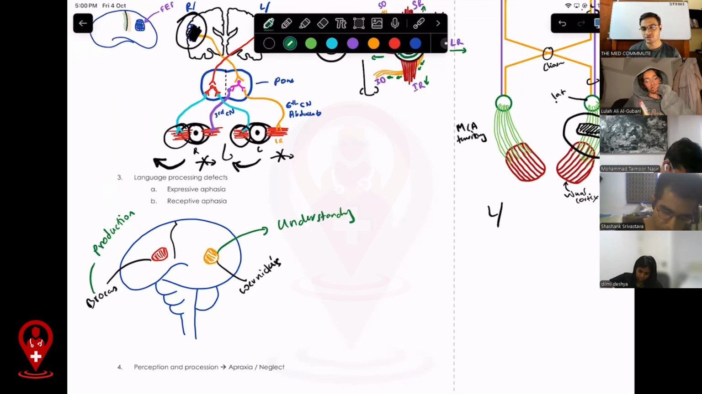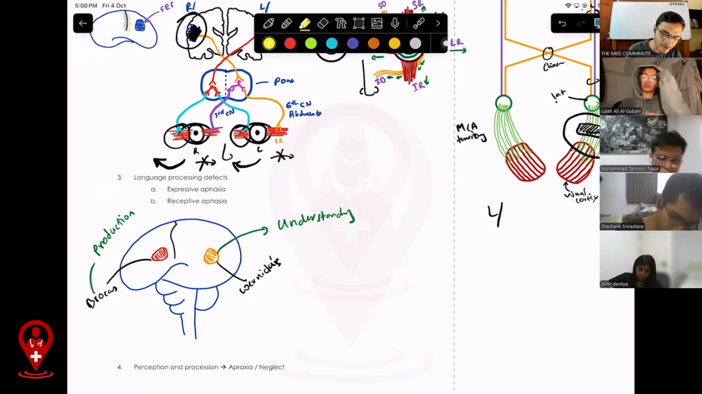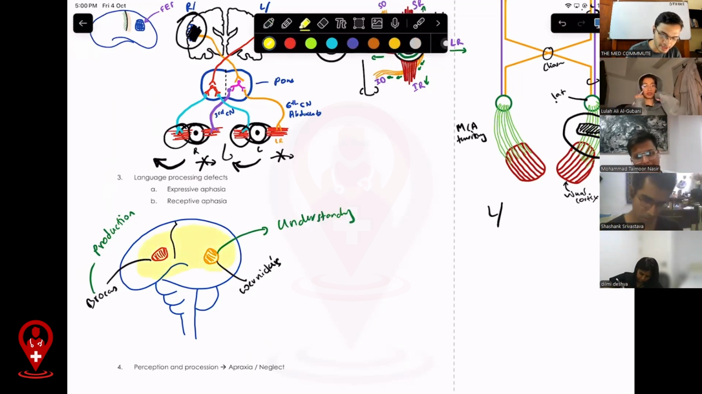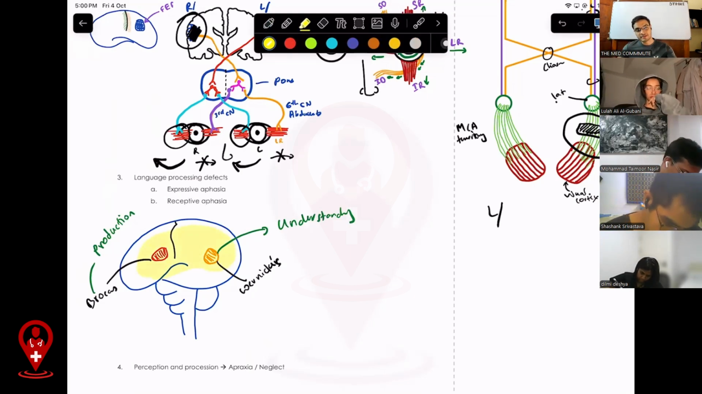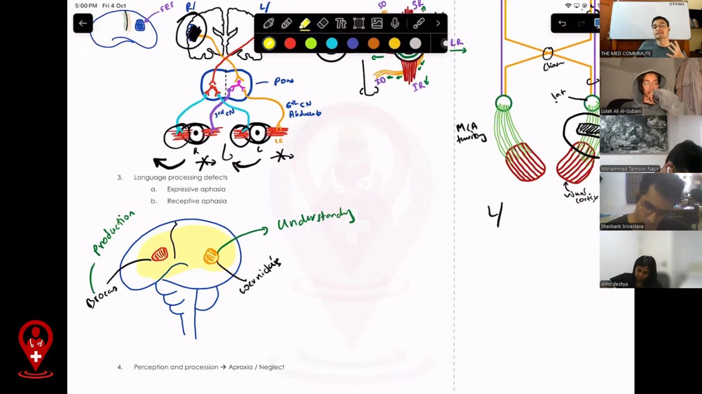Now tell me this. If there is a stroke involving the left cortex, MCA territory, both of these areas are supplied by the MCA. This yellow area is MCA. So if there is a stroke in the MCA in the left cortex, we are going to get language related problems. If there is an MCA territory infarct in the right cortex, no language related problems. Remember that, very rare language related problem. So let's look at what these symptoms are.